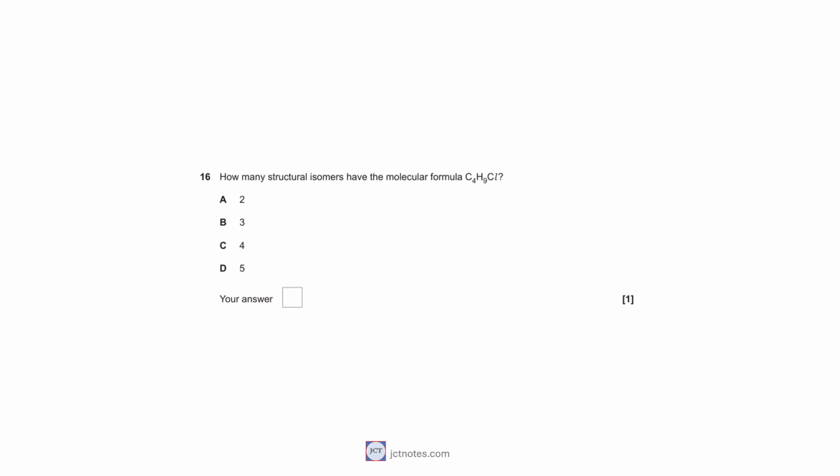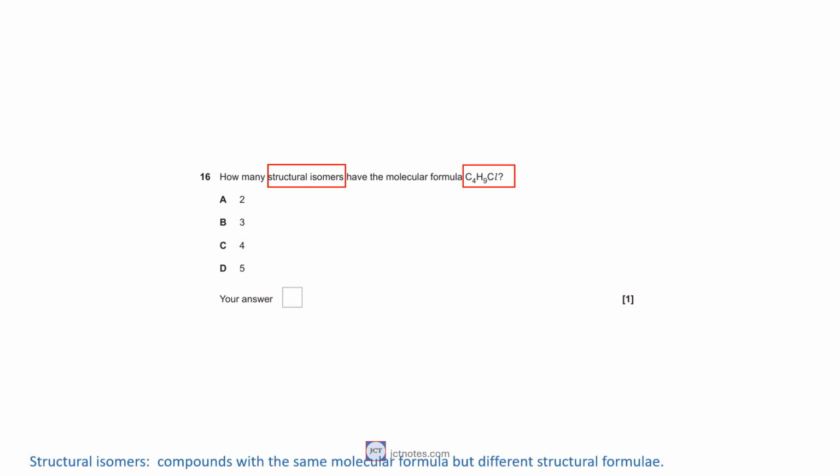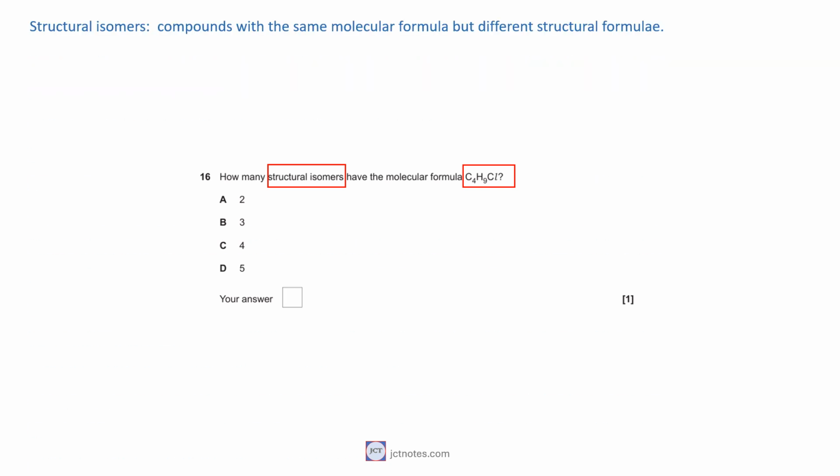In question 16 we are asked how many structural isomers have the molecular formula C4H9Cl. Structural isomers are compounds with the same molecular formula but different structural formulae. Drawing the structures will help in this problem. As the formula of the alkanes is CnH2n+2, we have a chloroalkane with a hydrogen replaced by a chlorine and with n equal to 4. So, we have 4 carbons that we will link together. Then, we insert one atom of chlorine and fill the chain with hydrogen atoms.